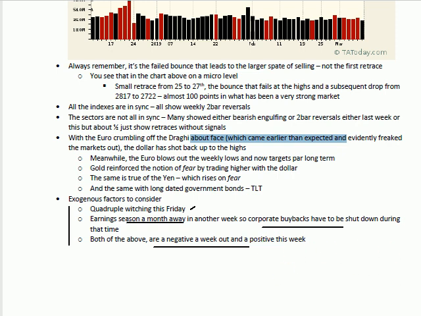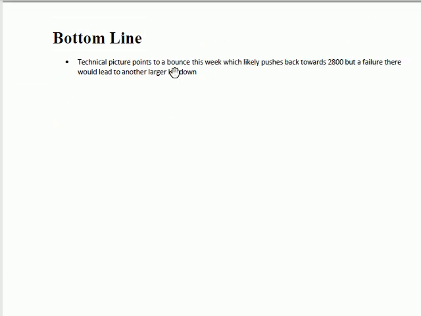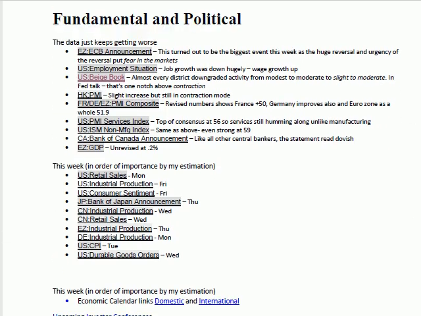So it's something to kind of keep in the back of your mind, which also supports what we said, short-term bounce, right? And so the technical picture here is a bounce this week, back towards that 2,800 probably, and then we'll probably get another leg down.